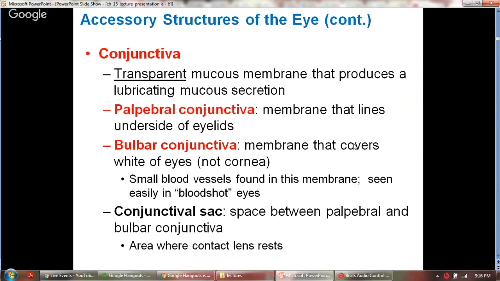So what you need to remember is the conjunctiva is a transparent mucous membrane, and it can be divided into two major parts: the palpebral conjunctiva, which goes on the underside of the eyelids, and the bulbar conjunctiva, which covers the white of the eye except the area of the cornea. And there's something called the conjunctival sac, which is the space between the palpebral and the bulbar conjunctiva. Clinically, it's important because that is the area where the contact lens rests.